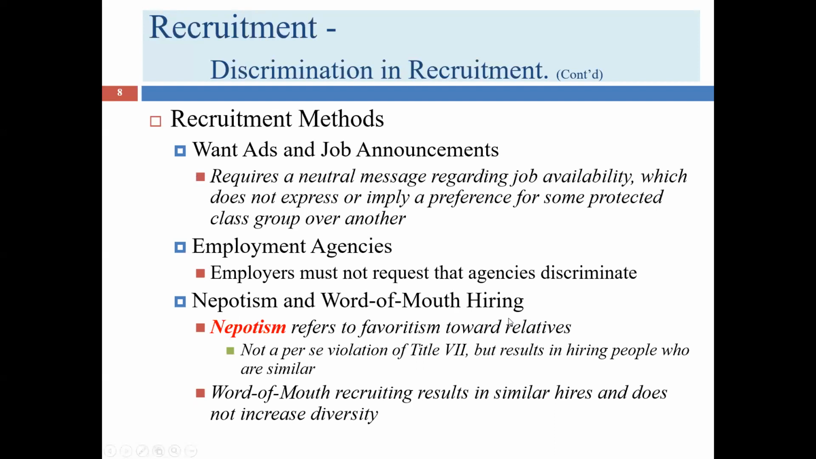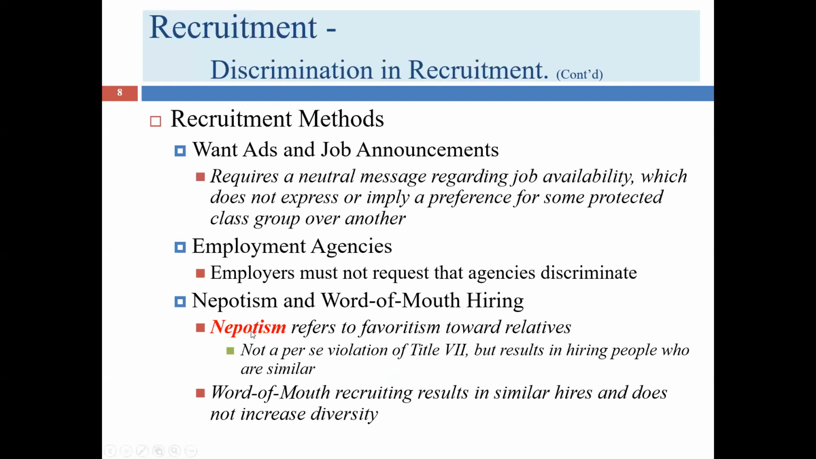You're not going to increase the number of women that you have in your workforce because probably most men are going to have their buddies who are also men be the ones to apply. Word of mouth advertising brings in similar hires typically, and it does not necessarily increase diversity. That has some truth with respect to male and female issues, but it's probably even more commonly an issue when you're talking about different ethnic or racial groups.